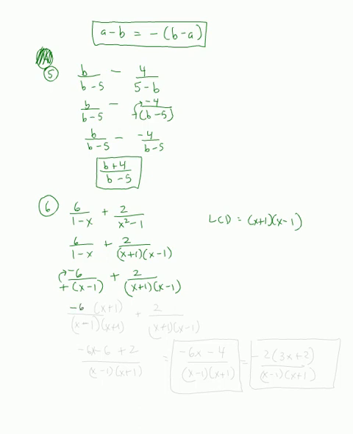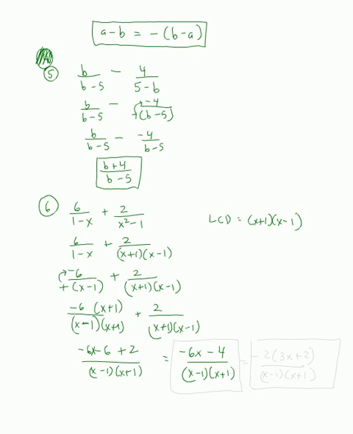So I'm going to start by giving each one what it needs. The bottom one, because it has an x minus 1, is missing an x plus 1. So I have to give that to the top as well. And the second one already has what it needs. So I end up with negative 6x minus 6 plus 2 over x minus 1, x plus 1, which gives me negative 6x minus 4 over x minus 1, x plus 1.